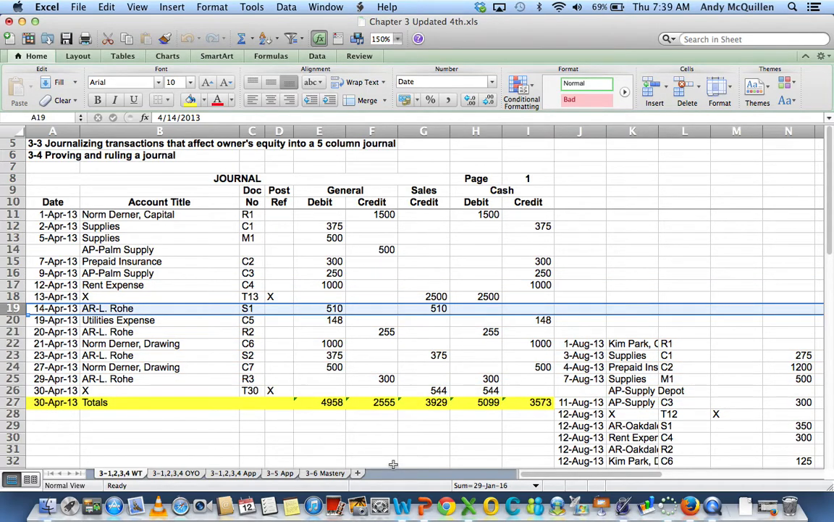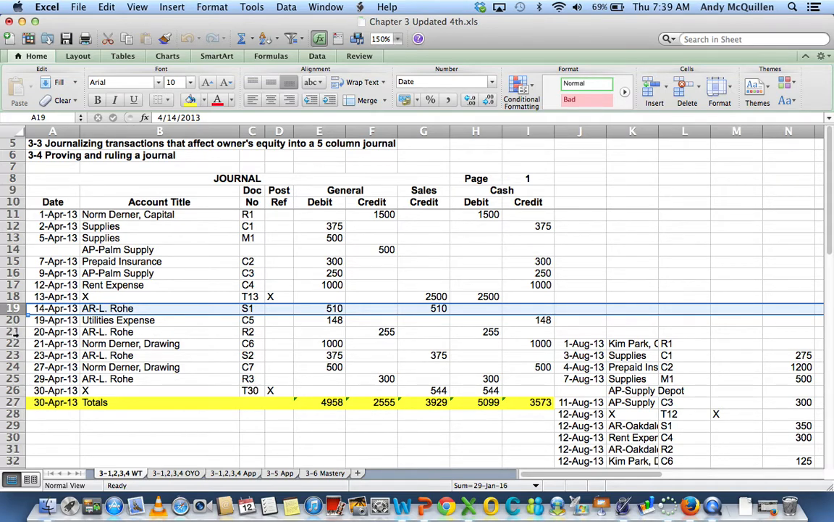On the 14th, we made a sale on account. Our sales is impacted, we know that, and our accounts receivable is going to be debited. The next one, I believe, is telephone, which is always going to be utilities. It's an expense, so you're going to debit general, credit cash.